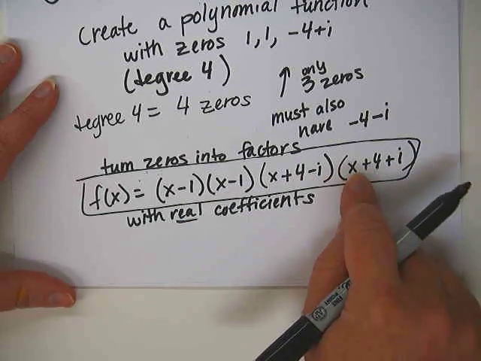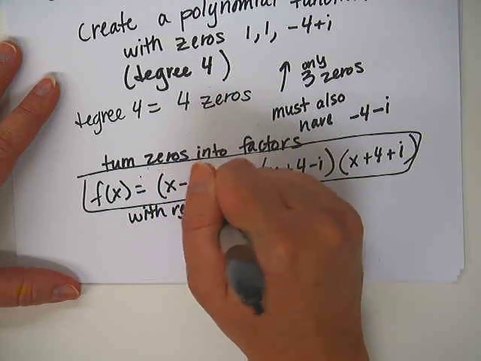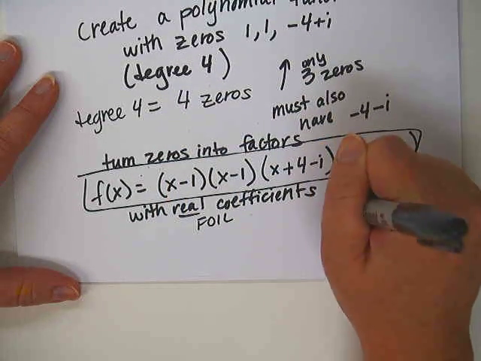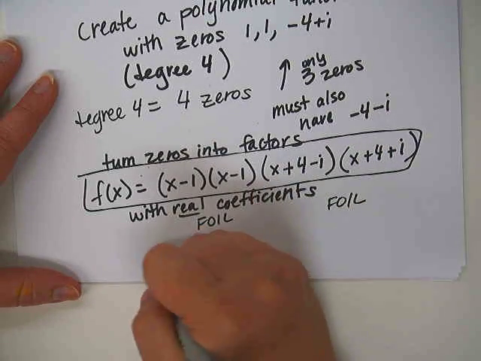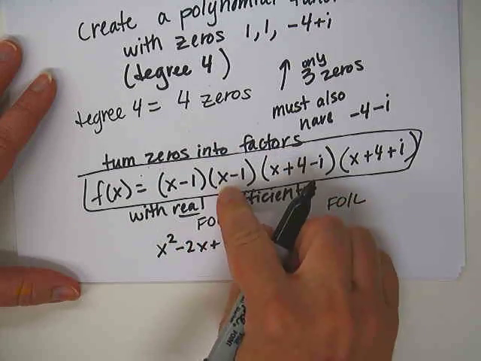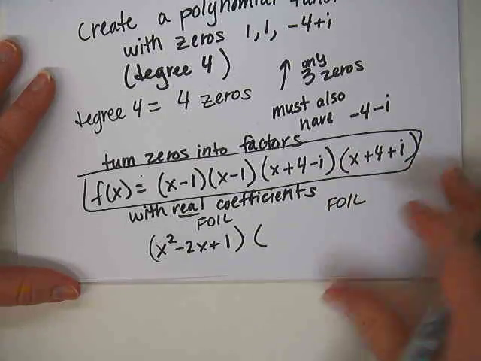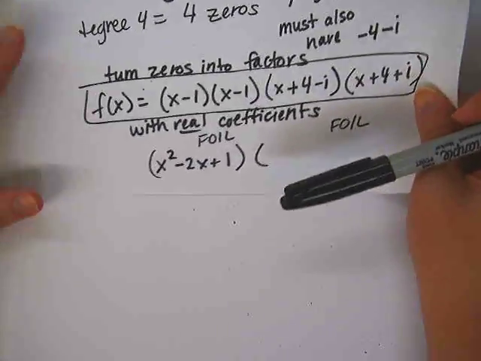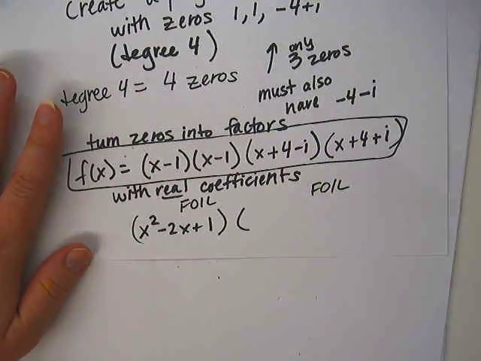Okay. So this then can be FOILed out so that we don't have these imaginary numbers anymore. So we're going to FOIL this together, and we're going to FOIL that part together, and then we're going to FOIL those results together. Okay, this one's easy because it's just a perfect square trinomial. So x squared minus 2x plus 1. Really easy FOILing. This one, however, gets really ugly and complicated.